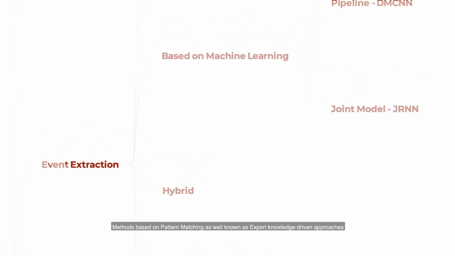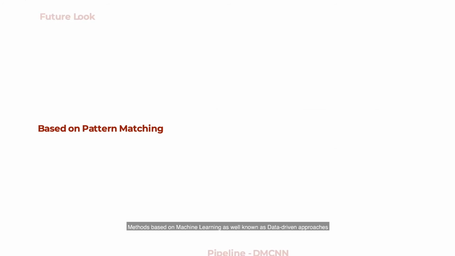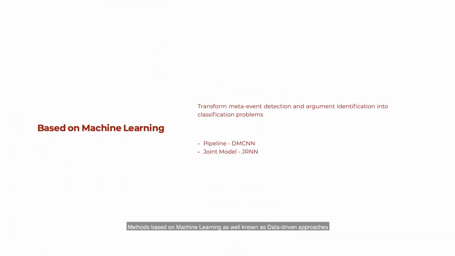Method based on pattern matching, also known as expert knowledge-driven approaches. This method is to identify and extract events under the guidance of a certain template. It can achieve better results in a specific field, but the portability of the system is poor. Method based on machine learning, also known as data-driven approaches. It is based on statistical models, which transform meta-event detection and argument identification into classification problems. Two classic event extraction models will be introduced today.